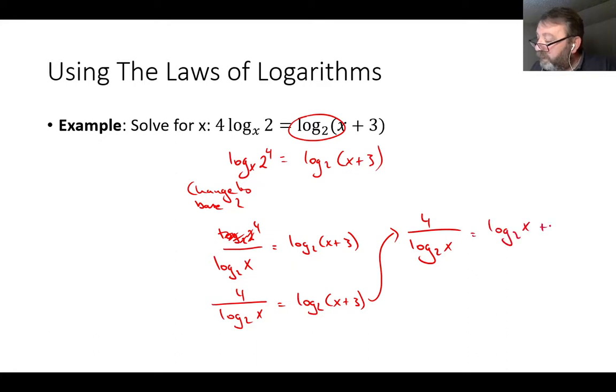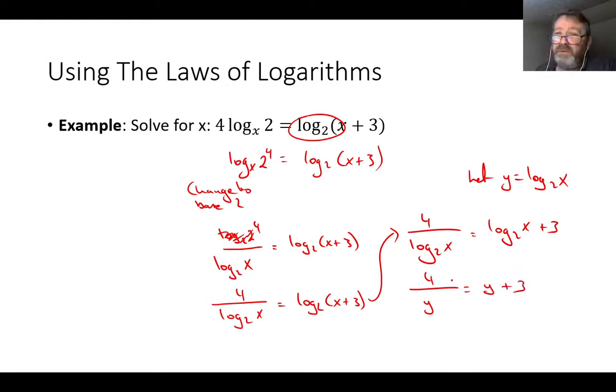So 4 over log to the base 2 of x equals log to the base 2 of x plus 3. Now what I'm going to do here is I'm simply going to let log to the base 2 of x equal y. I'm going to use substitution. Everywhere there's a log to the base 2 of x, you're going to call y. So 4 over y equals y plus 3. Much easier to deal with. Much, much easier to deal with.